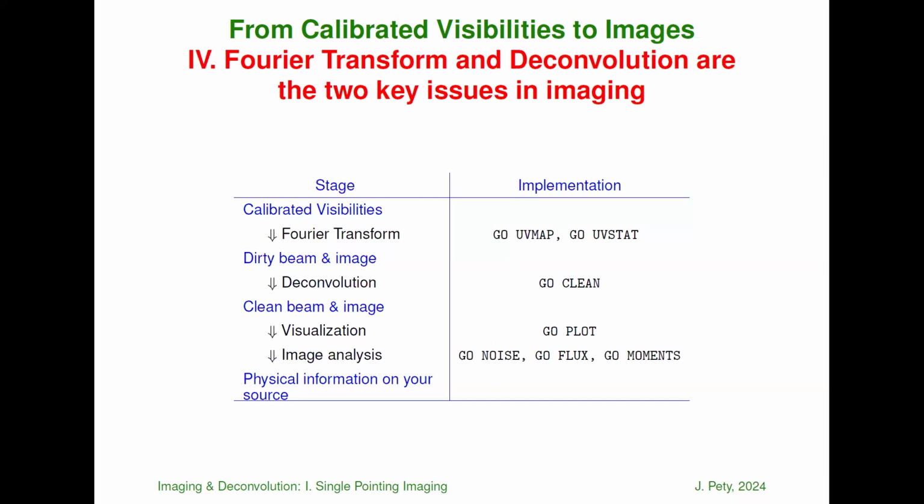Okay, so you have calibrated visibilities. We will do a Fourier transform to obtain a dirty beam and a dirty image. Then we will deconvolve to make a clean beam and a clean image. Then you can visualize it, make some analysis in your image plane in order to get some physical information on your source. Once you have the physical information on your source, maybe you can write a paper, but on this one, I cannot help you. On the other ones, MAPPING will help you to do plenty of things.